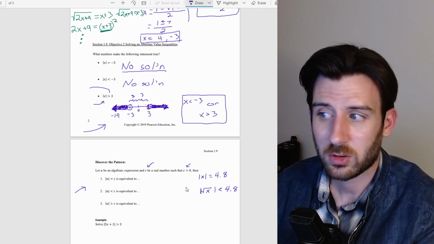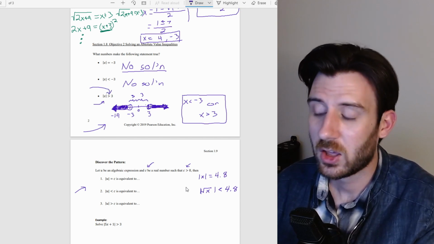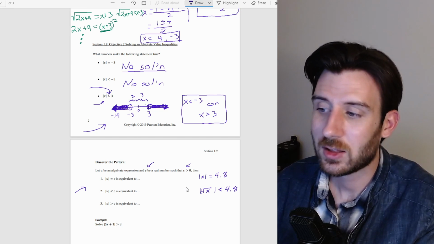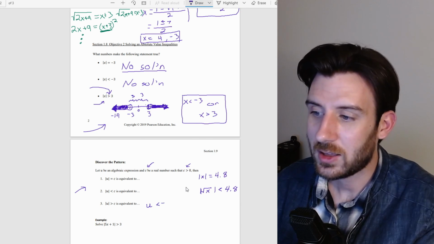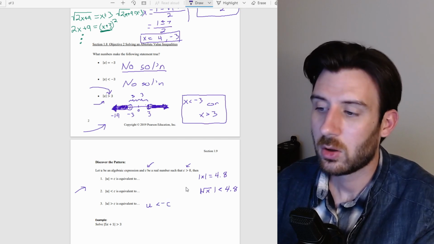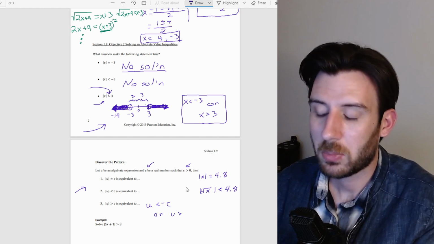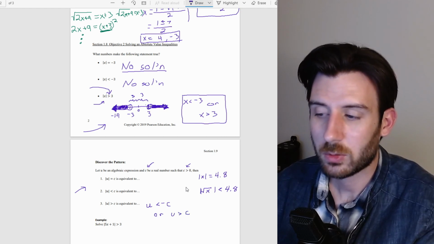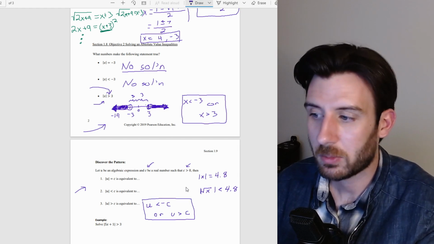This one happened with the greater than symbol. So we could do the last one together. We could say that the absolute value of U is greater than C is equivalent to saying that U is either less than negative C or U is greater than a positive C. Notice for a moment what exactly I did here. I'm just generalizing the exact same things we learned from above.